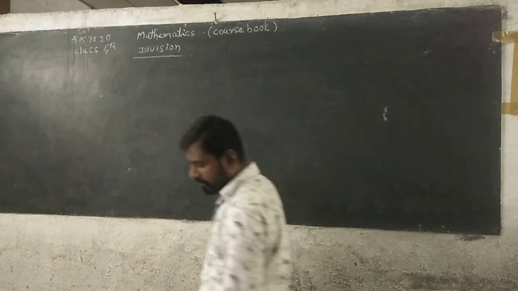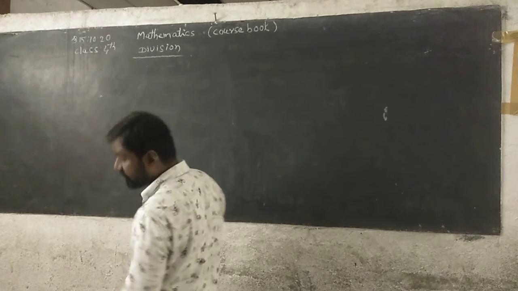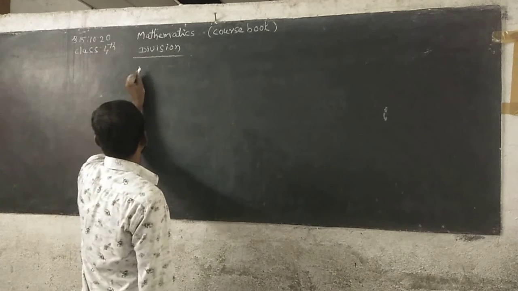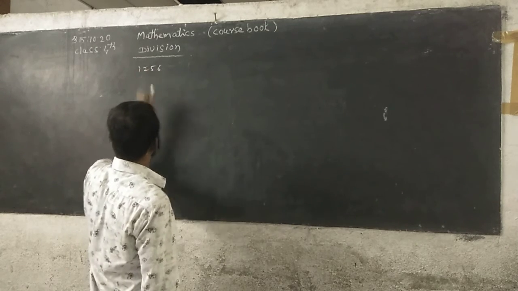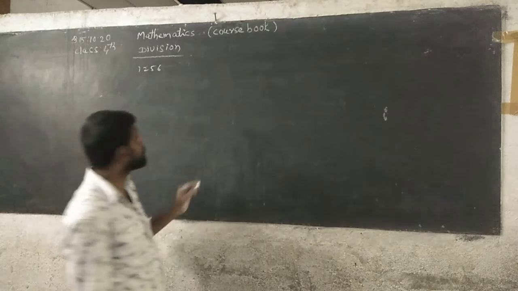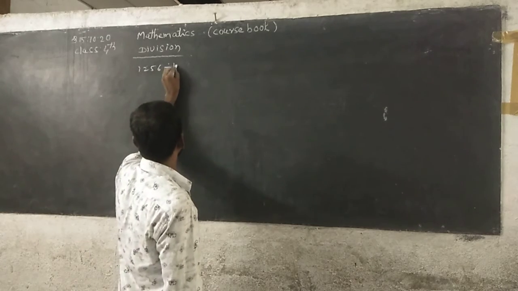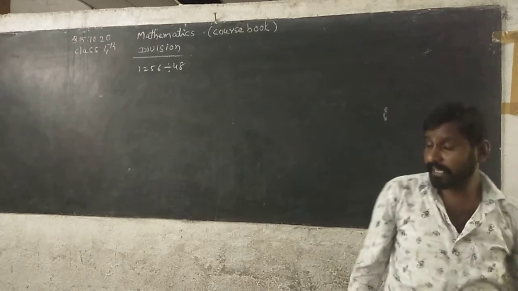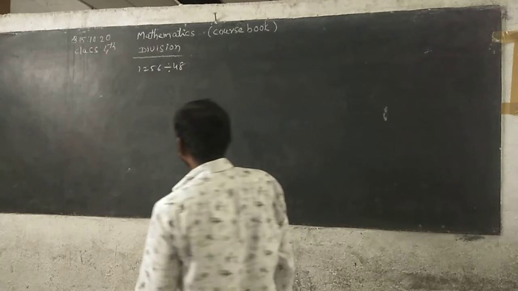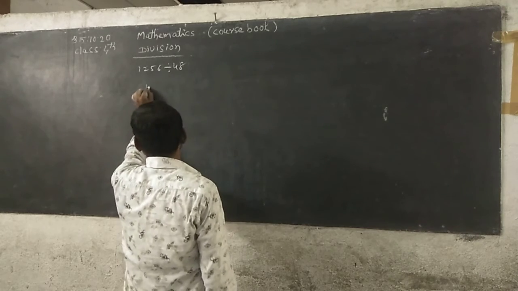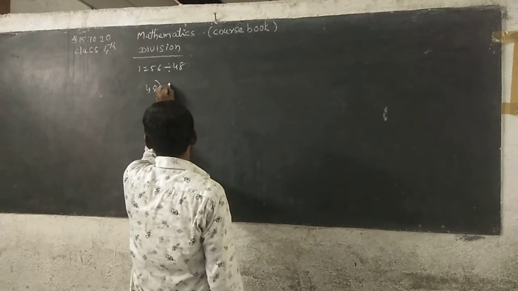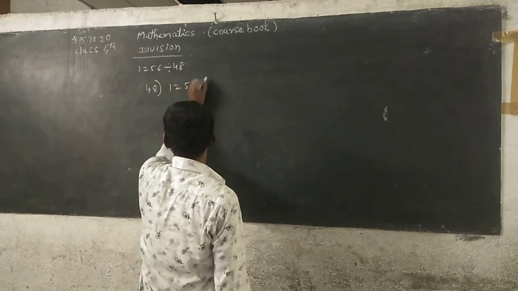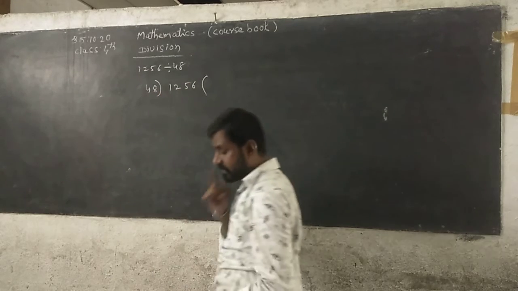See here, 1256 divided by 48. This is also a big number, 48. See here, 48 is taken as the divisor, 1256 is taken as the dividend. See here, you can write the multiplication table of 48.